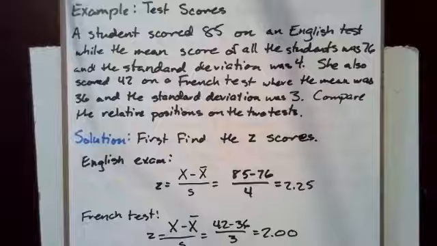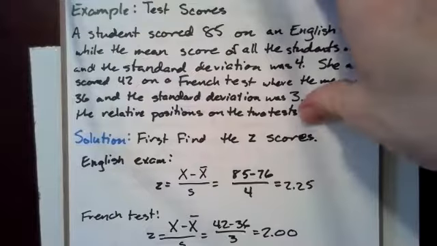As an example, we'll look at test scores. A student scored 85 on an English test, while the mean score of all the students was 76 and the standard deviation was 4. She also scored 42 on a French test, where the mean was 36 and the standard deviation was 3. Compare the relative positions on the two tests.